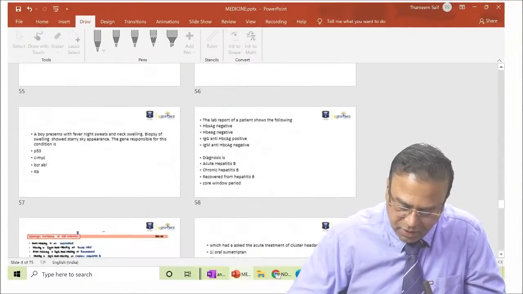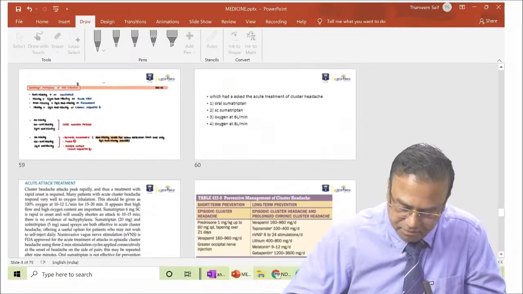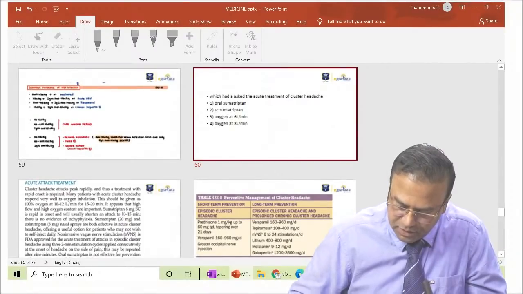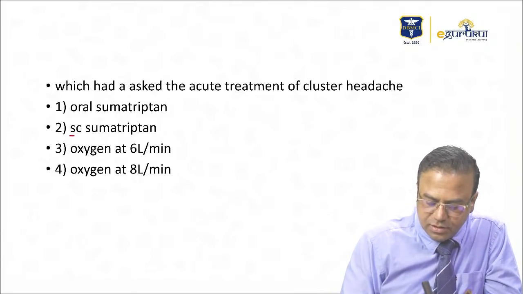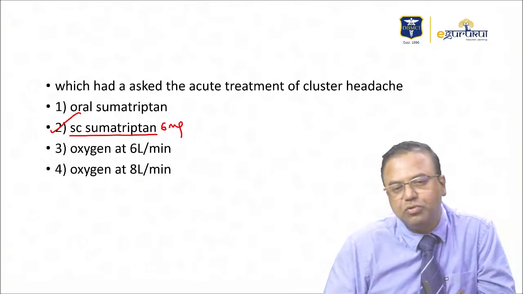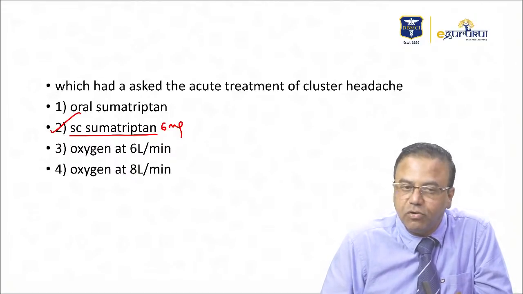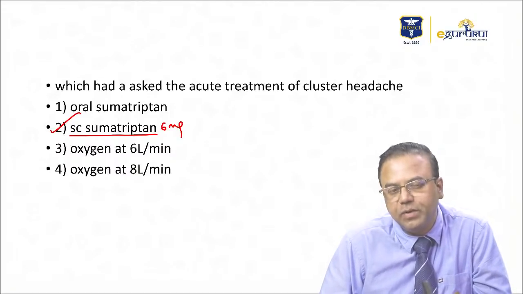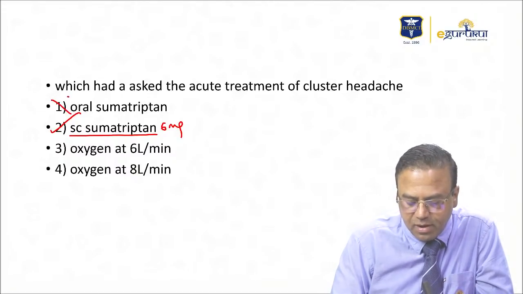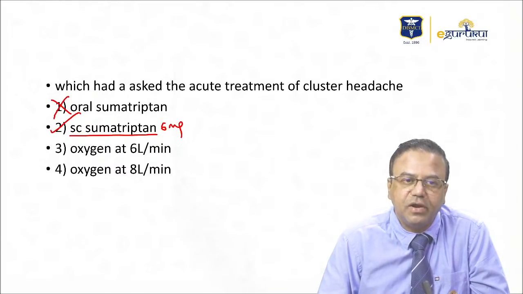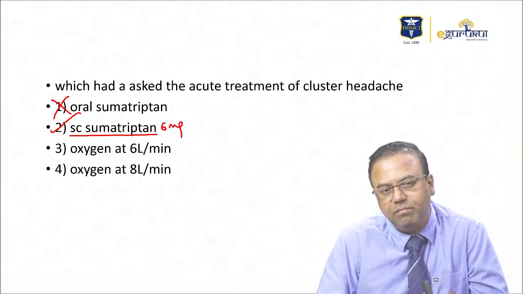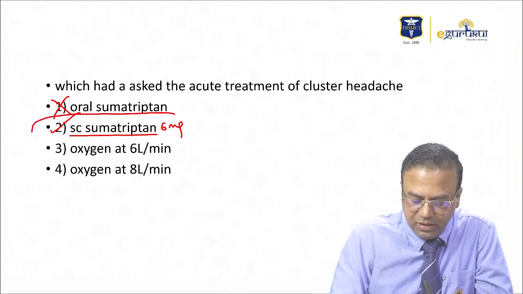So if you look at the choices again, I'm sure based on what we just saw, it does look like the answer is subcutaneous sumatriptan. If they're given the dose 6 milligram, then all the more sure I would say that they are expecting you to answer this. Definitely oral triptans are efficacy-wise very low, and in cluster headache, which starts suddenly with severe pain, definitely not the preferred option.